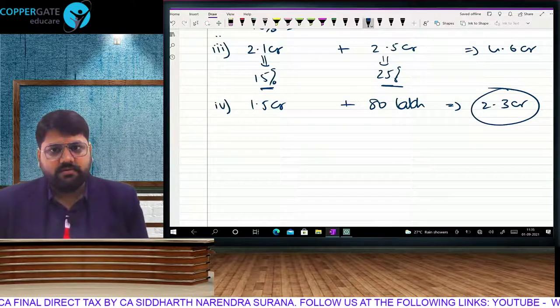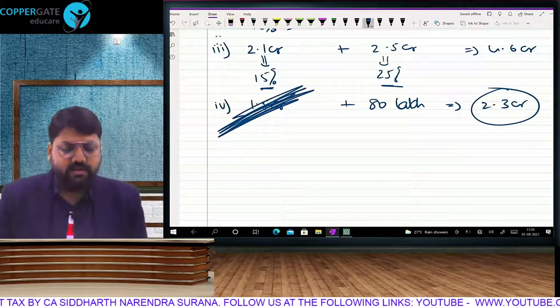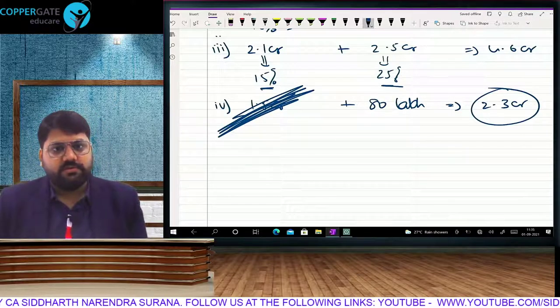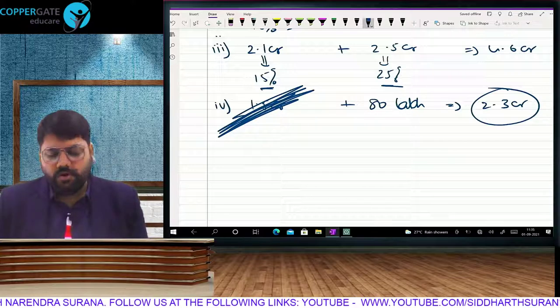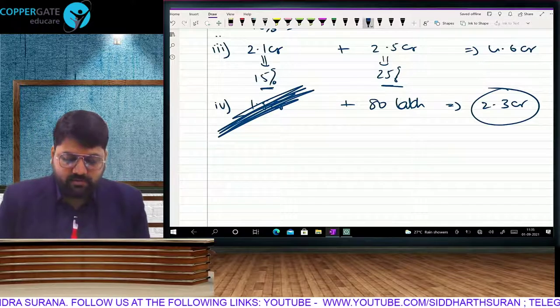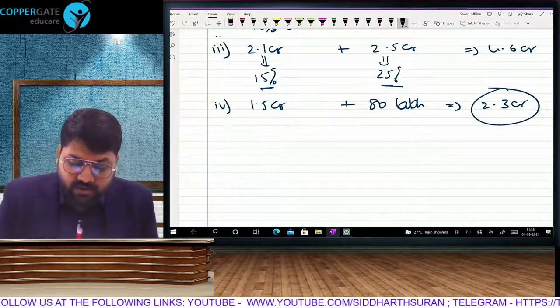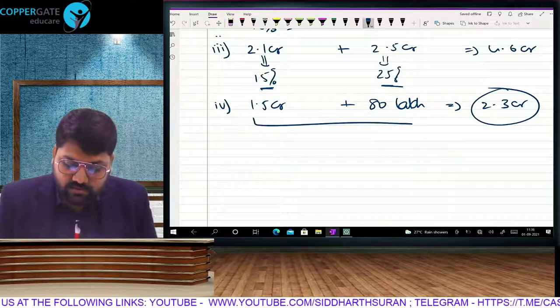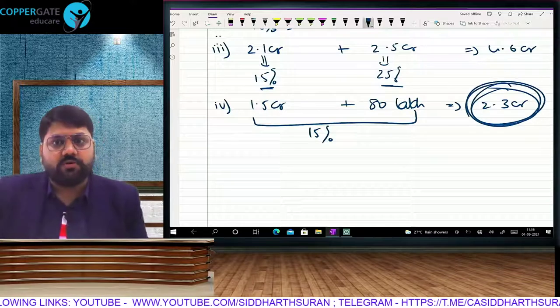25%. But before you apply 25%, what should you do? Remove this and check. If you remove this, then it is not crossing 2 crore, then what will happen? I hope you do not get this feeling, sir, it will be 10%. Nonsense. It will be 15%. Income has already crossed 2 crore.